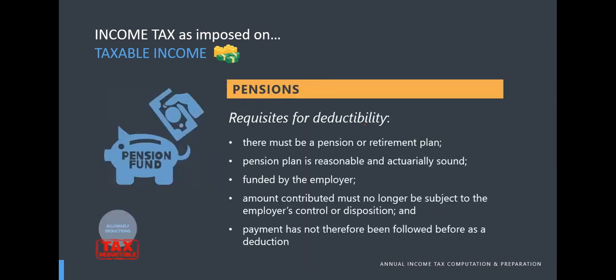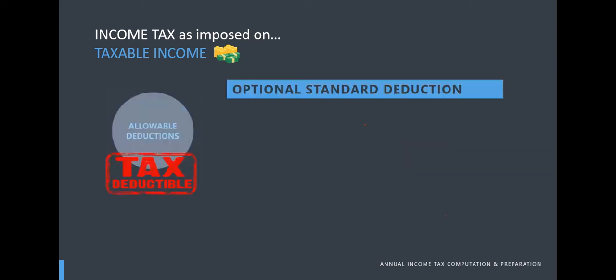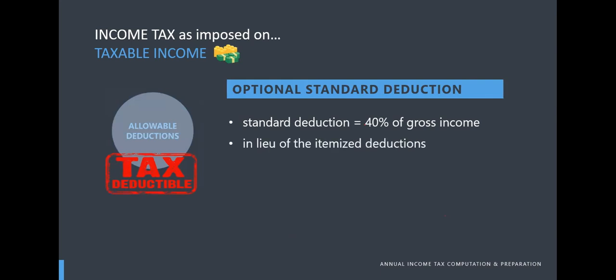So we have discussed the itemized deductions. Now let's proceed with the optional standard deduction as the second method of deduction for income tax purposes. The optional standard deduction is a standard deduction equivalent to 40% of gross income of the taxpayer. So this is in lieu of the itemized deductions. Gross income means the net sales minus the cost of goods and services plus other income.